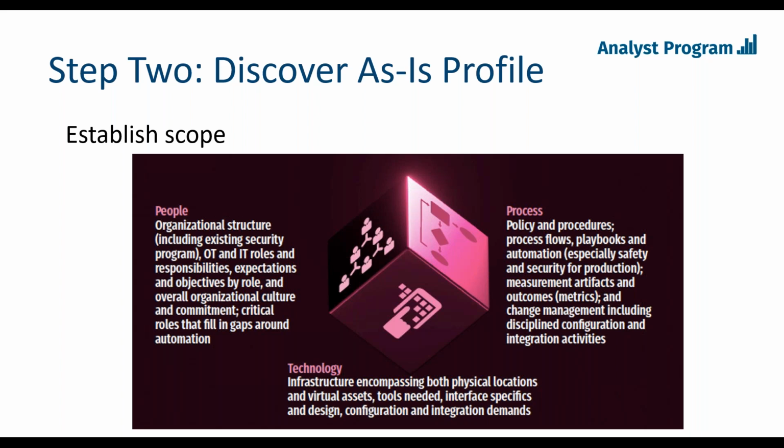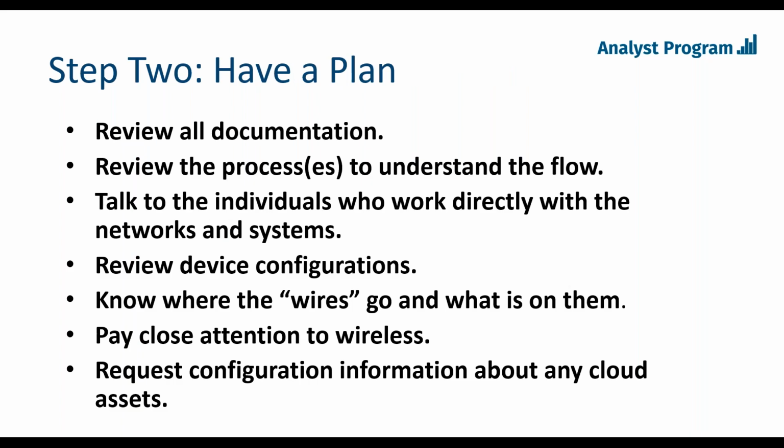The process: the policies and procedures, the process flow, playbooks and automation, where we tend to traditionally think of when somebody says process. But you also need to look at them in light of the safety and the security for production. How are you going to measure it? Are there any metrics? And what is the change management process that needs to be put in place so that you're disciplined as you go through configuration and integration? And finally, the technology. And this is where there's an emphasis on infrastructure, and it encompasses both physical locations and virtual assets. You have tools, interface specifics, and design, configuration, integration demands that will flow from that disciplined change management process.